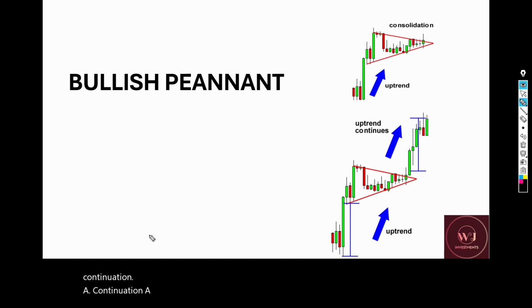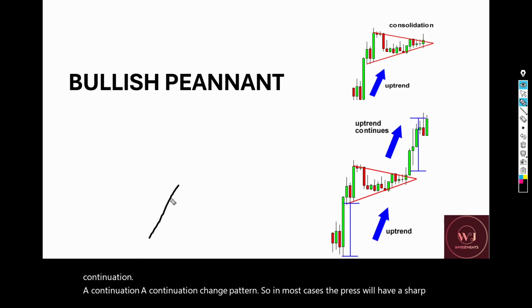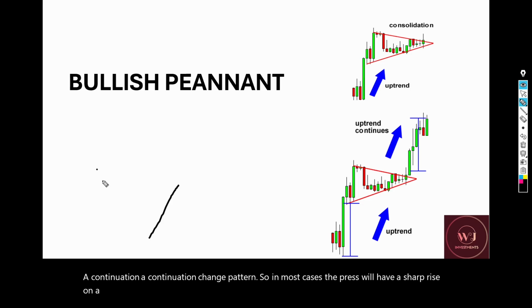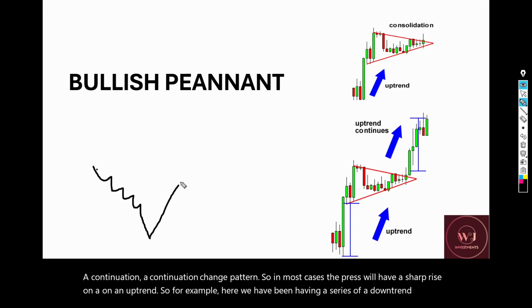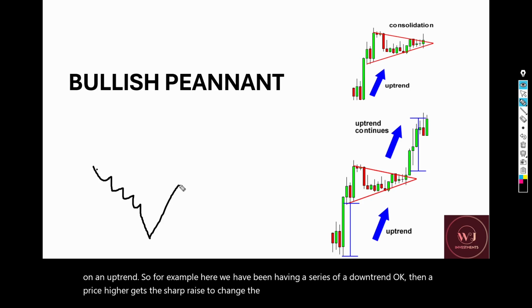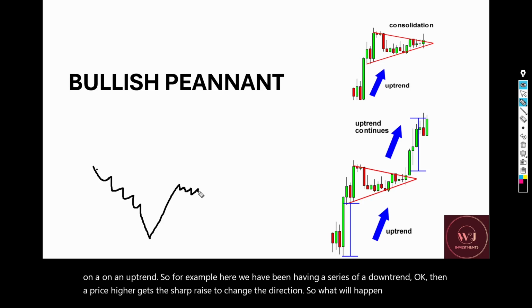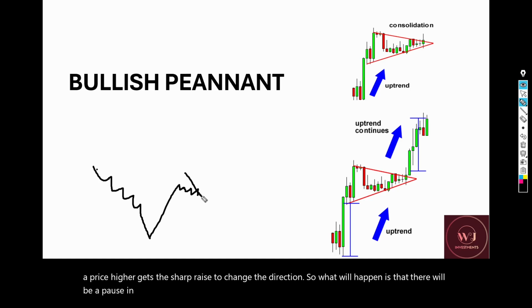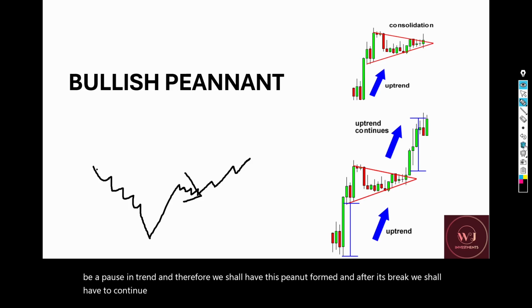chart pattern. So in most cases, the price will have a sharp rise on an uptrend. For example, here we have been having a series of a downtrend. Then the price gets a sharp rise to change the direction. So what will happen is that there will be a pause in trend, and therefore we shall have this pennant formed, and after its break, we shall continue our uptrend.